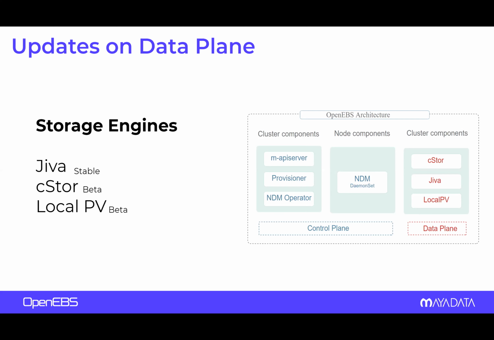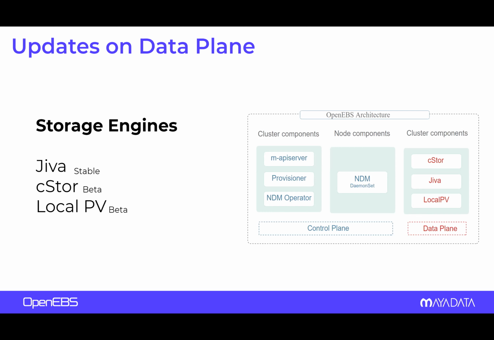But in the meantime, we have introduced local PV, and local PV is similar to Kubernetes local PV, except that it is dynamically provisioned by the OpenEBS control plane, just like any other regular PV. OpenEBS local PV also has 2 types inside. You can deploy it as a host path local PV or device local PV. Host path local PV refers to a subdirectory on the host, and device local PV requires a discovered disk. All of that is done through NDM.